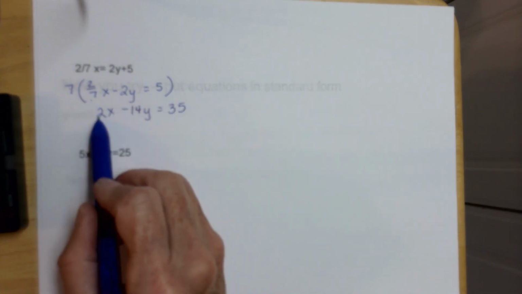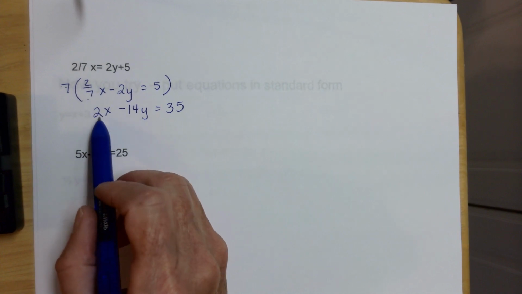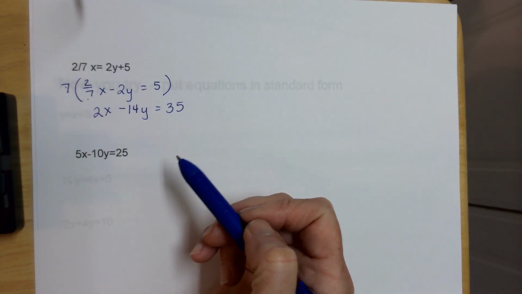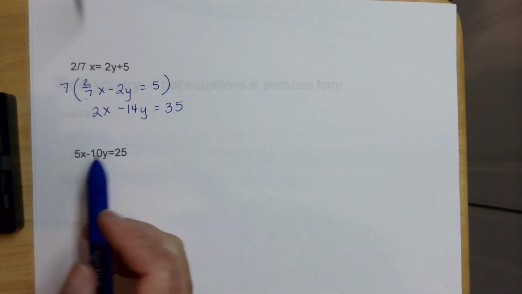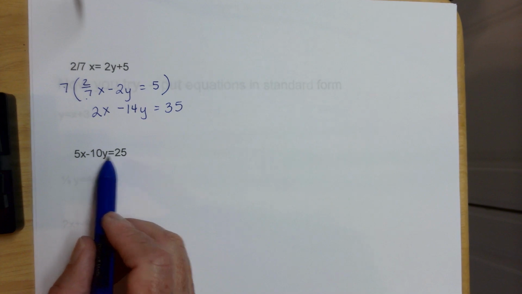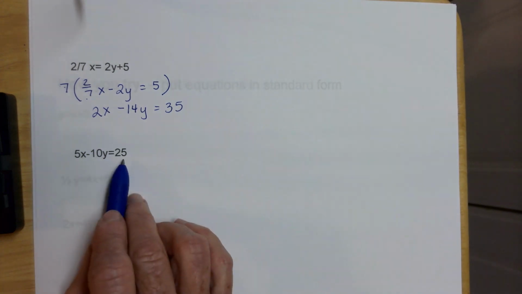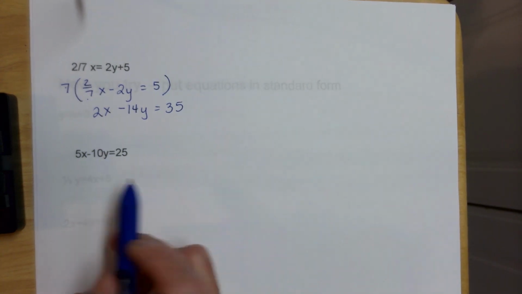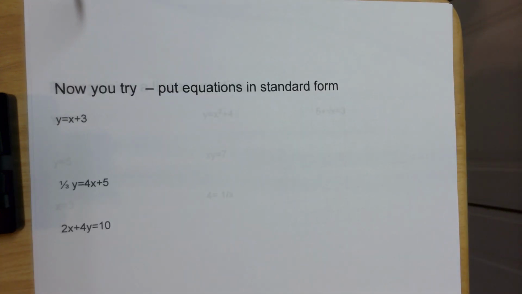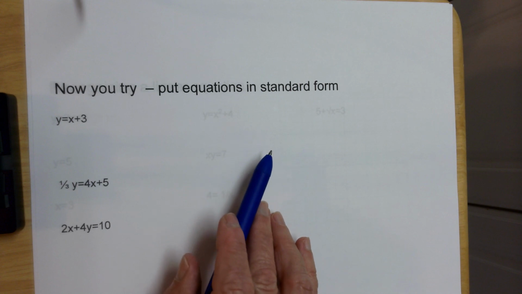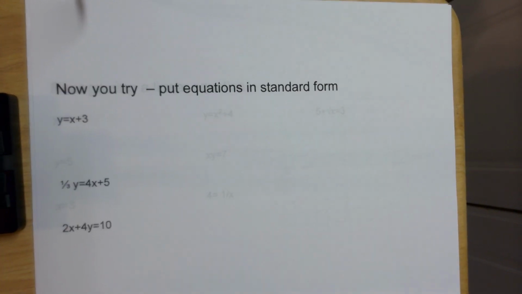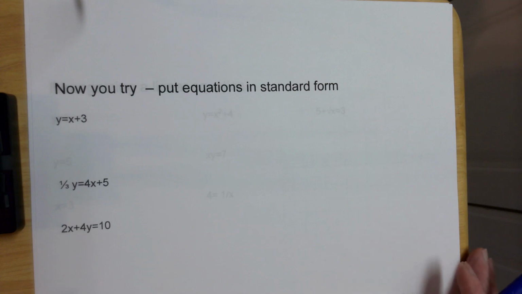Check to make sure the a is positive, and the a, the b, and the c are not decimals and not fractions. This one is already in standard form because the x and the y are on the same side, and the number without the x and y is on the other side. There's no decimals and there's no fractions. All right, so now you try a few. You're going to put these equations in standard form. So try them, then come back to the video and check your answers.